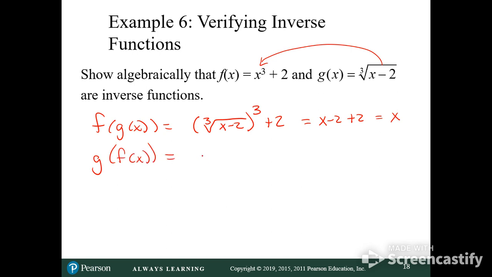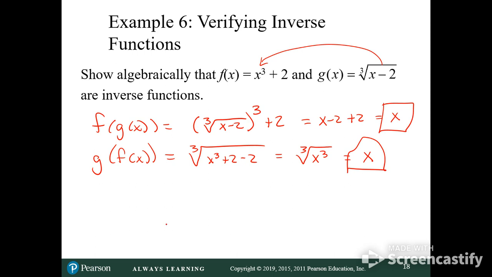Let's find g of f of x now. So we're taking the cube root of x cubed plus 2 minus 2. What's x cubed plus 2 minus 2? X cubed. What's cube root of x cubed? X. If both your functions give you an x in the end, they are inverses of each other. If both your functions lead you to an x, they're inverses of each other. Okay?